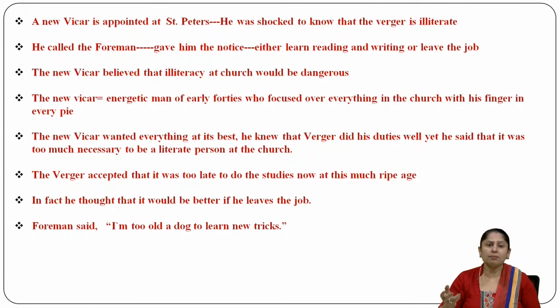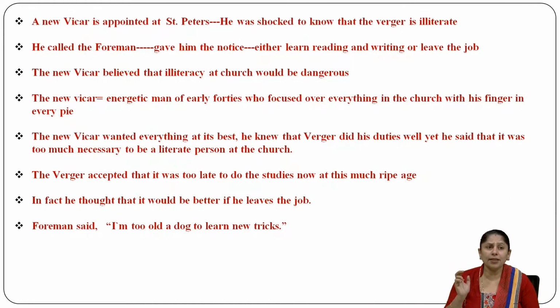The new vicar believed that illiteracy at church would be dangerous. The new vicar was an energetic man of early 40s who focused on everything in the church, with his finger in every pie. He wanted to put everything in order. He wanted to change every situation of the church, every old thing, into a new format with new innovations and new incentives, and that is why he found that the verger is illiterate.